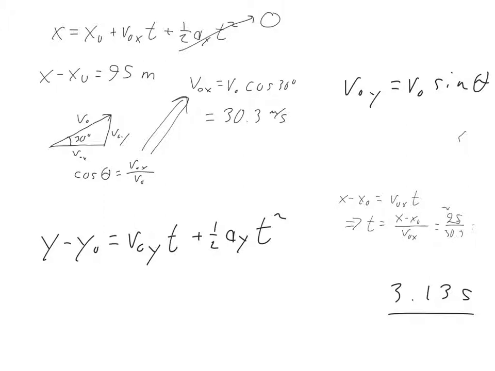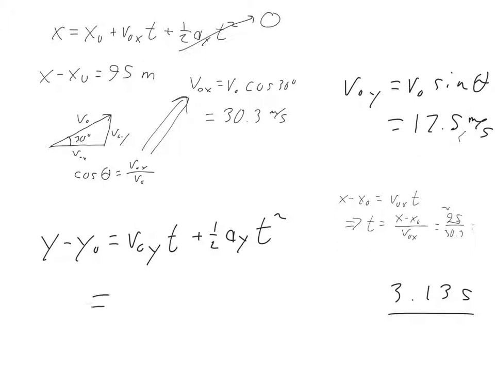And so we'll find that that velocity is going to be 17.5 meters per second. The acceleration due to gravity will be negative 9.8 meters per second squared, and time is the value of time that we found here that we're just going to plug in.